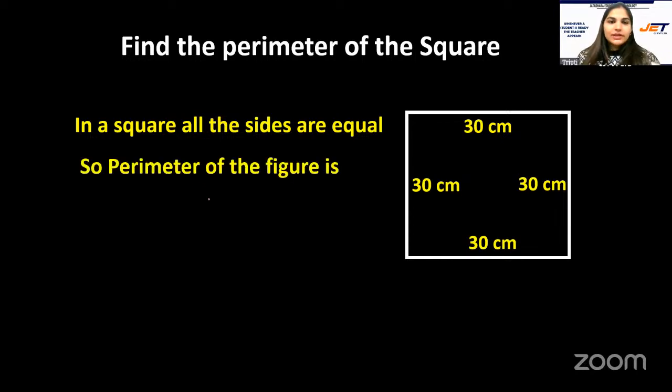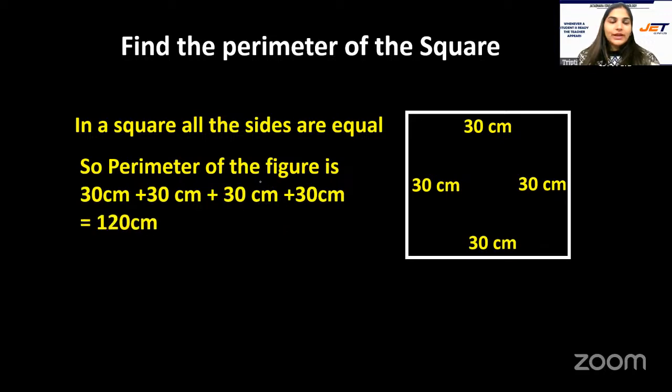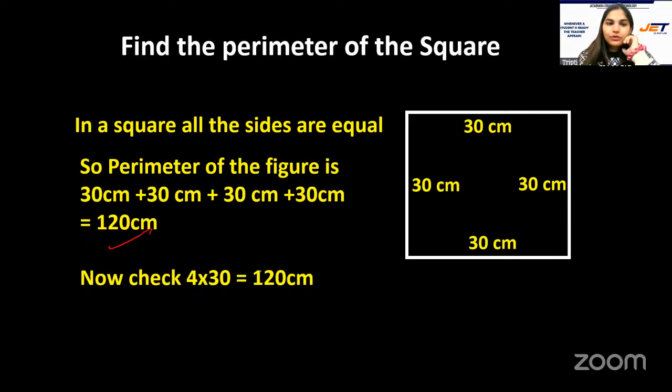So the perimeter is 30 plus 30 plus 30 plus 30. That is 120 centimeters. You can also do 4 times 30, which is equal to 120 centimeters. Both ways, the answer is the same.